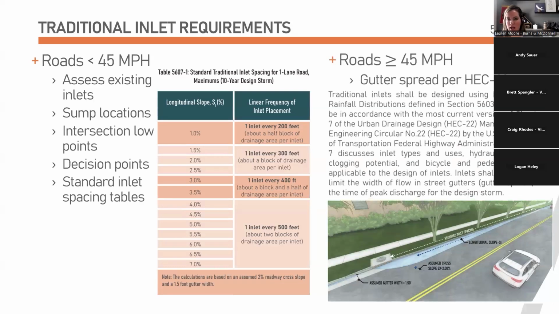And then for higher speed roadways, so anything over 45 miles per hour, you're just required to meet gutter spread requirements per HEC 22. Intentionally just referencing that standard and the latest version of that standard because it is something that was updated in February 2024 and will likely continue to be improved upon, but does still serve as the industry best standard.